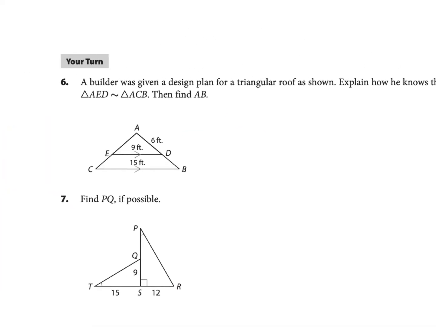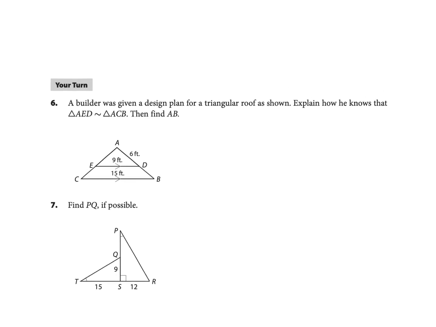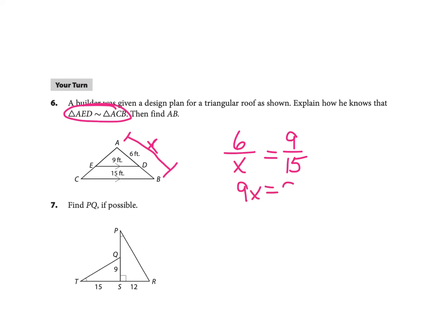Okay. So a builder was given a design. We know these triangles are similar. Find AB. So small is to big as small is to big. 9x equals 90. X equals 10.